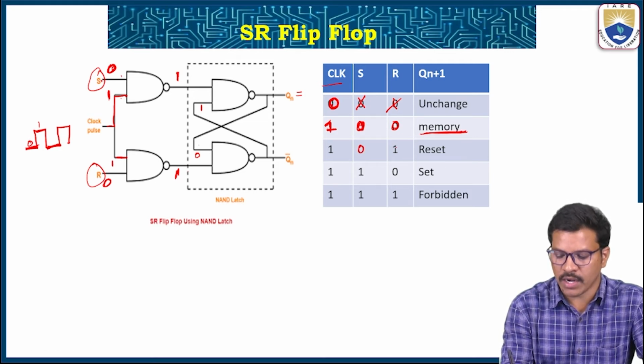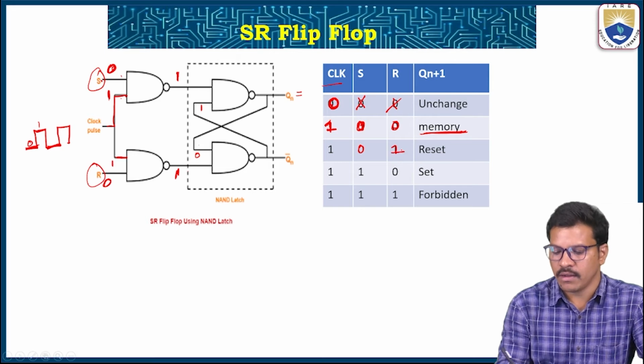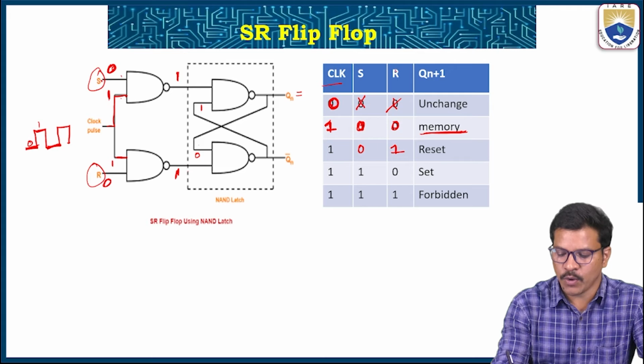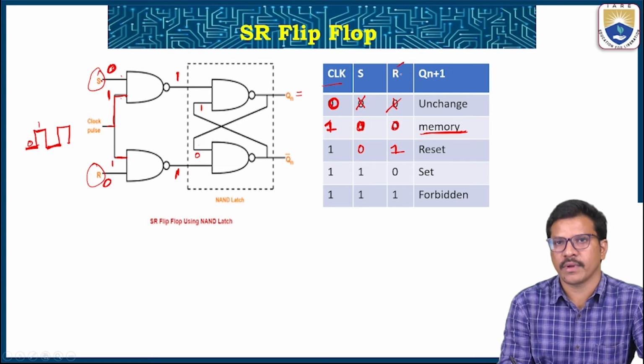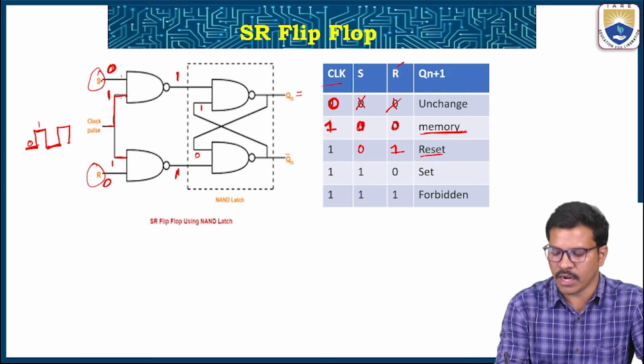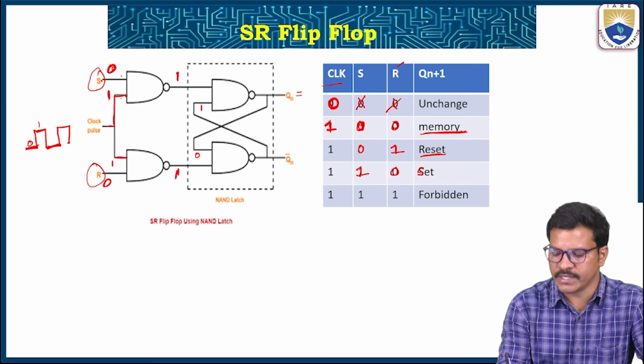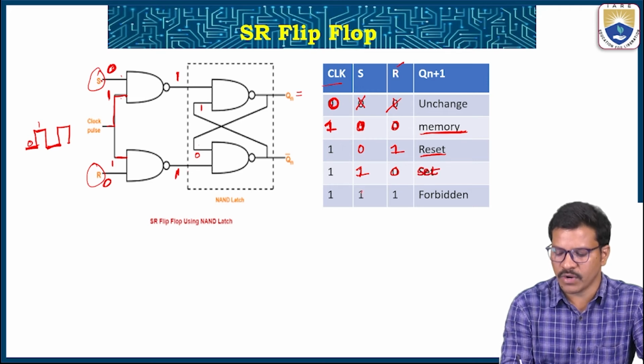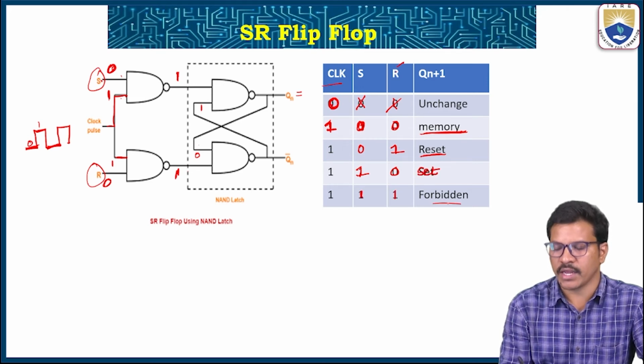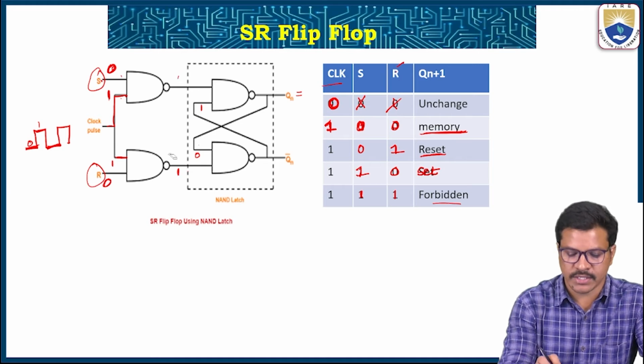0 1, when clock is high, this logic 1 corresponds to the reset column, so we call it reset. Under 1 0, the 1 is under S, so the output will be set. 1 1 is the forbidden case. Let us see the forbidden case.